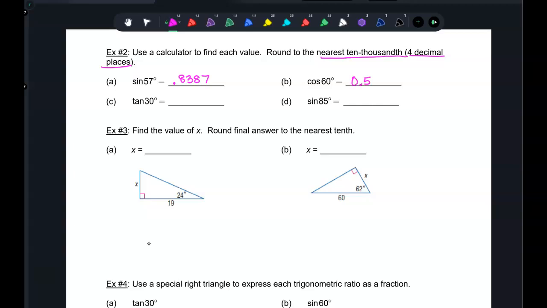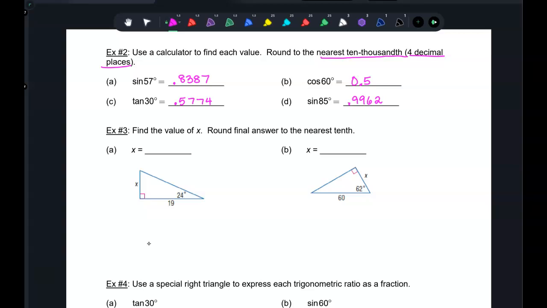Make sure you're still in degrees. Tangent of 30 degrees is 0.5774, rounding to 4 decimal places. And the next one is 0.9962.